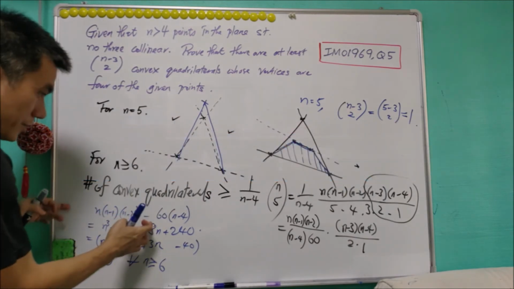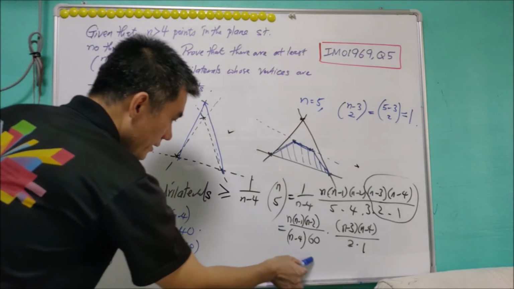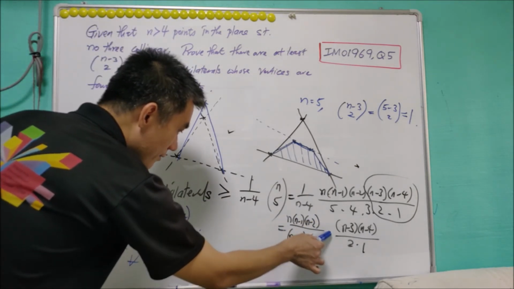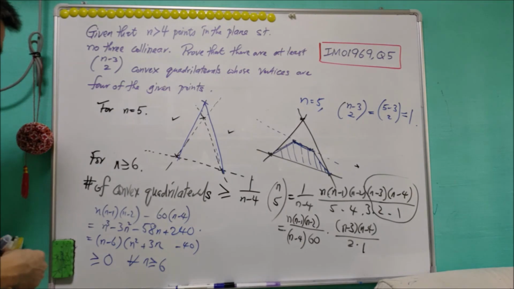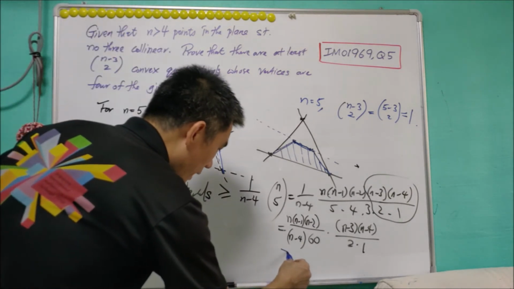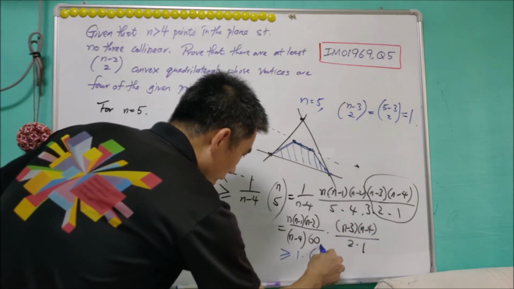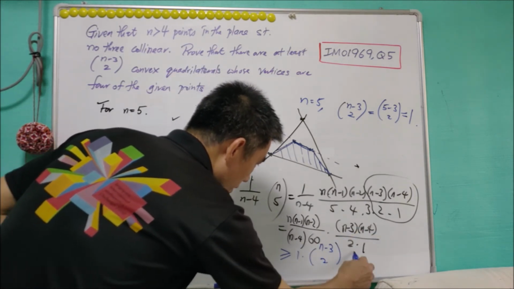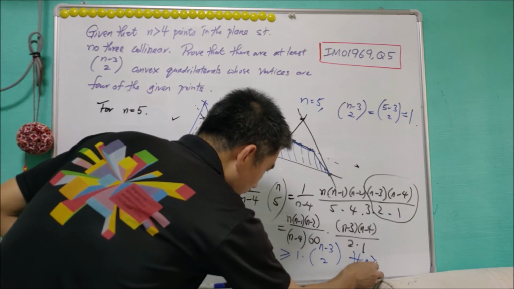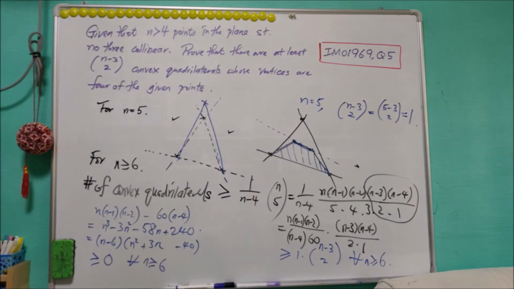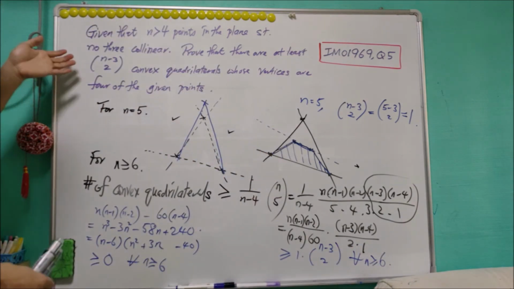Then with this, we know that this term is at least 1 if n is greater than or equal to 6. And this is actually equal to (n minus 3 choose 2) for all n greater than or equal to 6. And therefore, we have proved the statement.